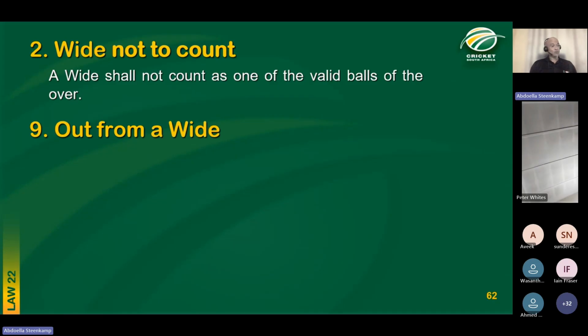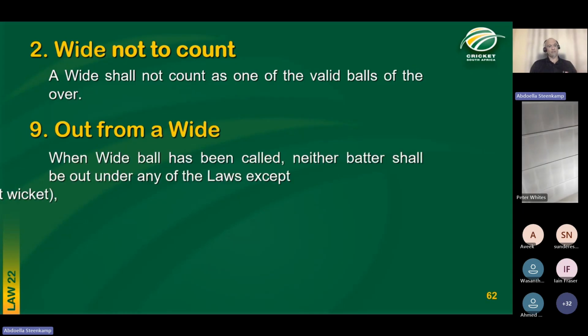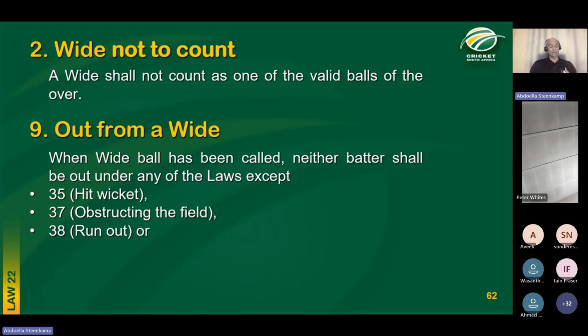There are 9 modes of dismissals. How can you be dismissed off a wide? There are 4 modes. What are they? Firstly, you can be out hit wicket off a wide. You can be out obstructing the field off a wide. You can be run out off a wide. And lastly, you can be stumped off a wide.